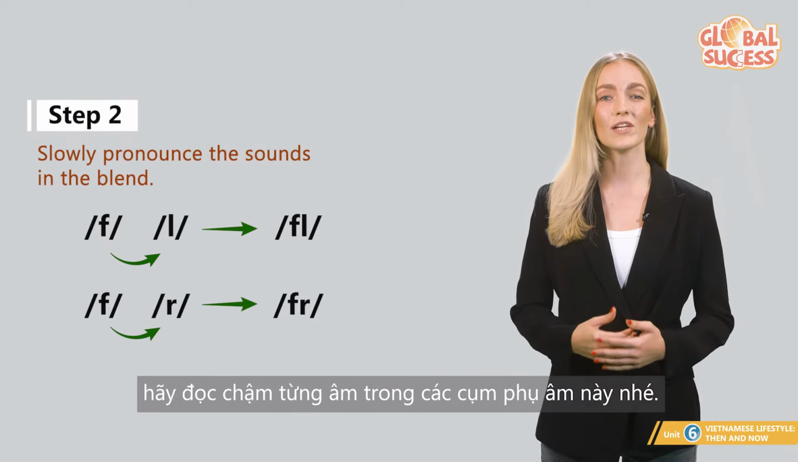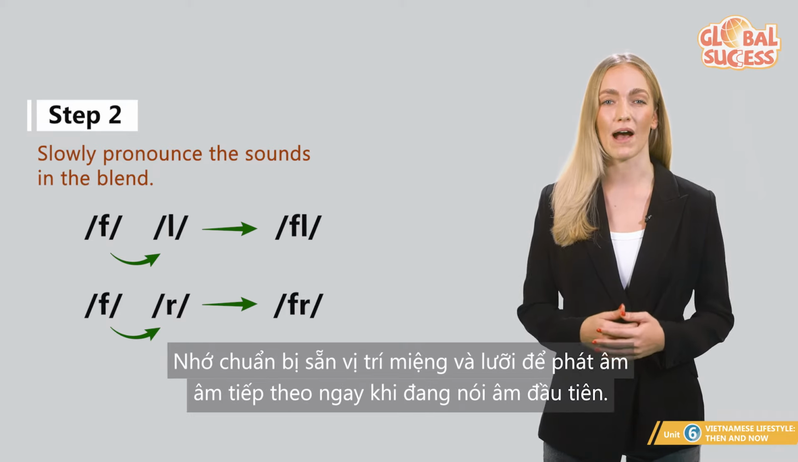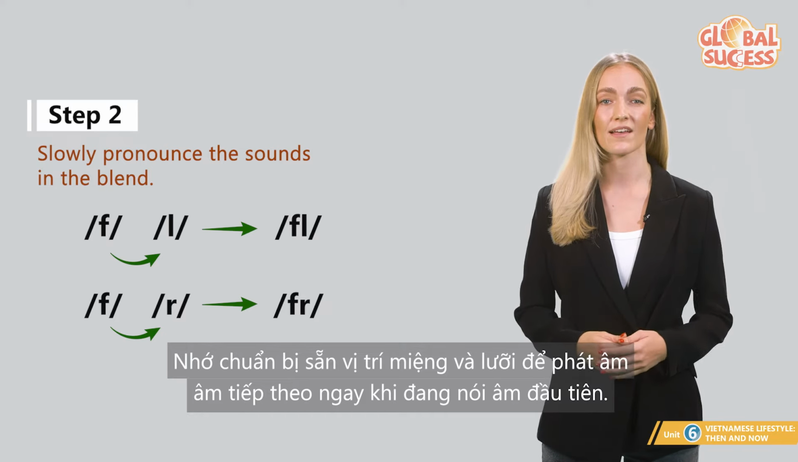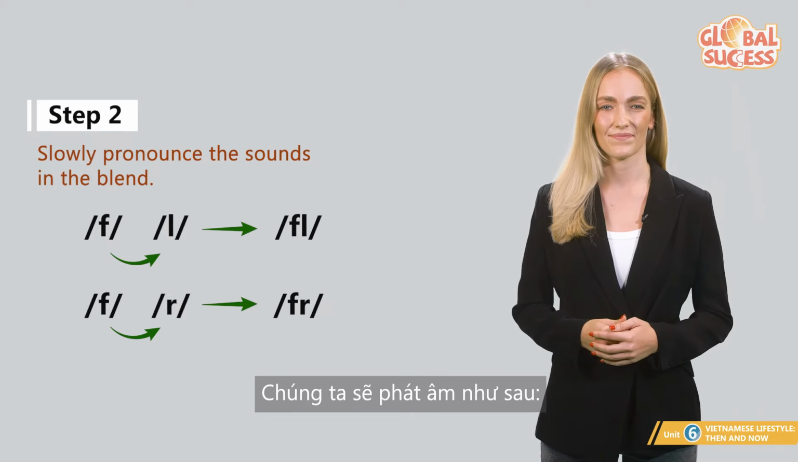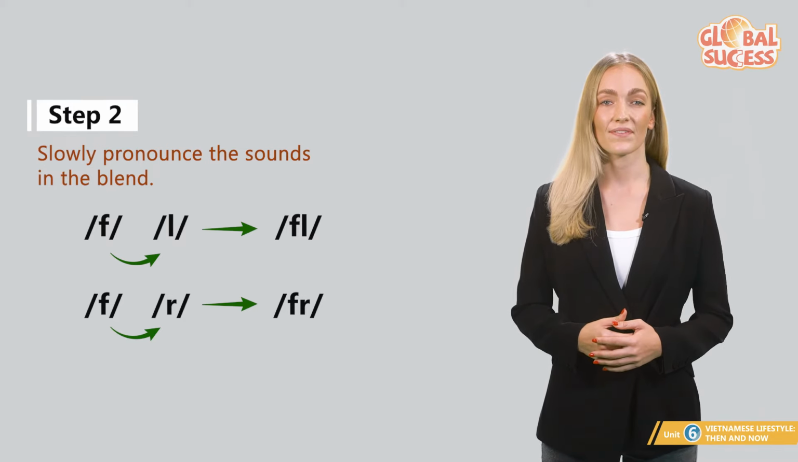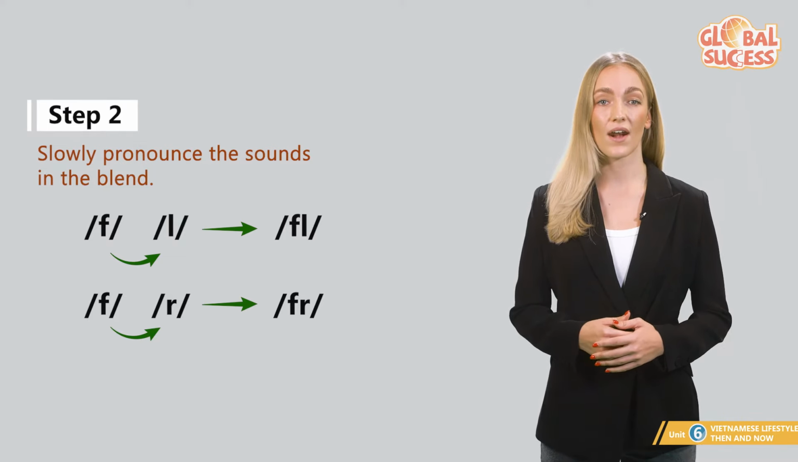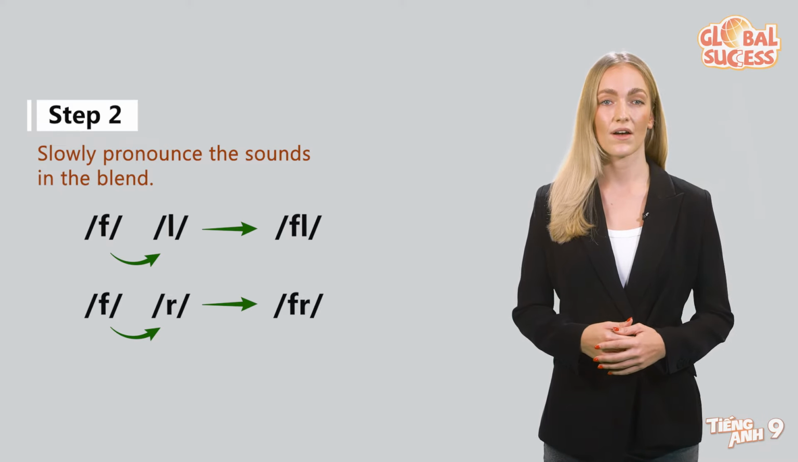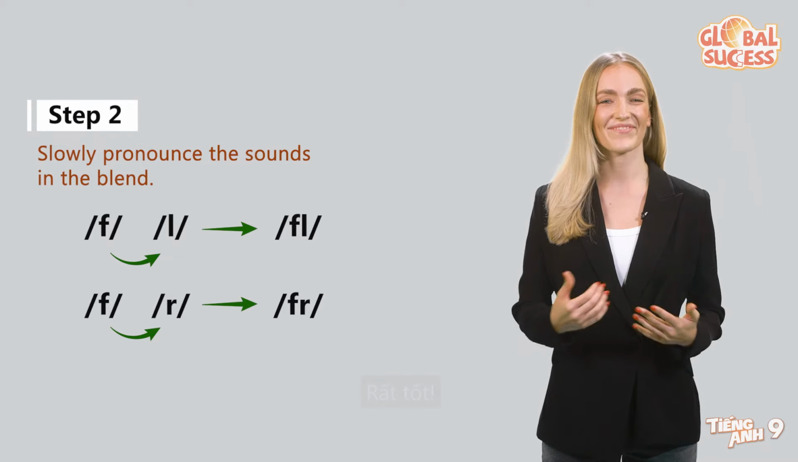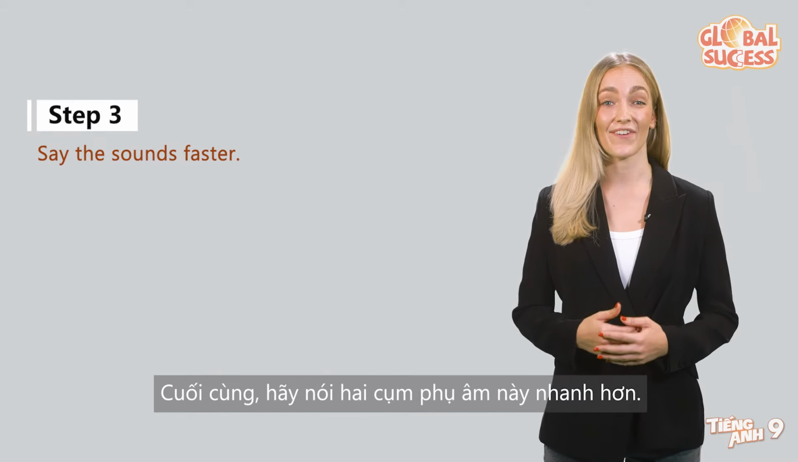Next, slowly pronounce the sounds in the two blends with me. Remember to prepare your mouth and tongue to pronounce the next part as soon as you say the first part. Here's how we do it. F, l, fl. F, r, fr. Very good. Finally, say these two consonant blends faster.